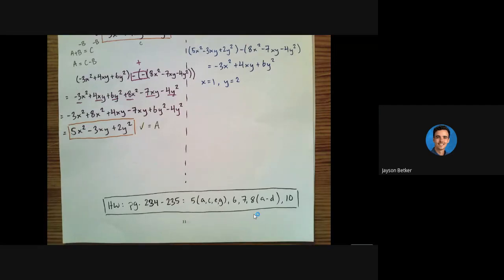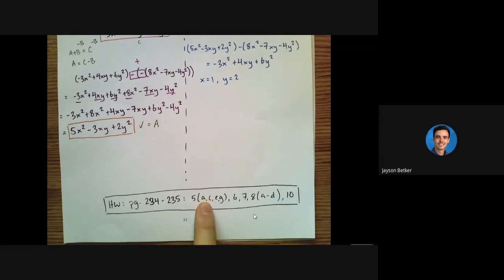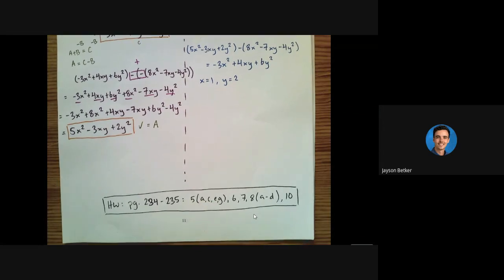For the weekend, you can try to work on some of these textbook problems, and you will have more time on Monday to do those as well. Okay, so pages 234 and 235, 5A, C, E, and G, all of 6, all of 7, 8, A to D, and then 10 is just a one-part problem or a two-part problem. So give that a shot.